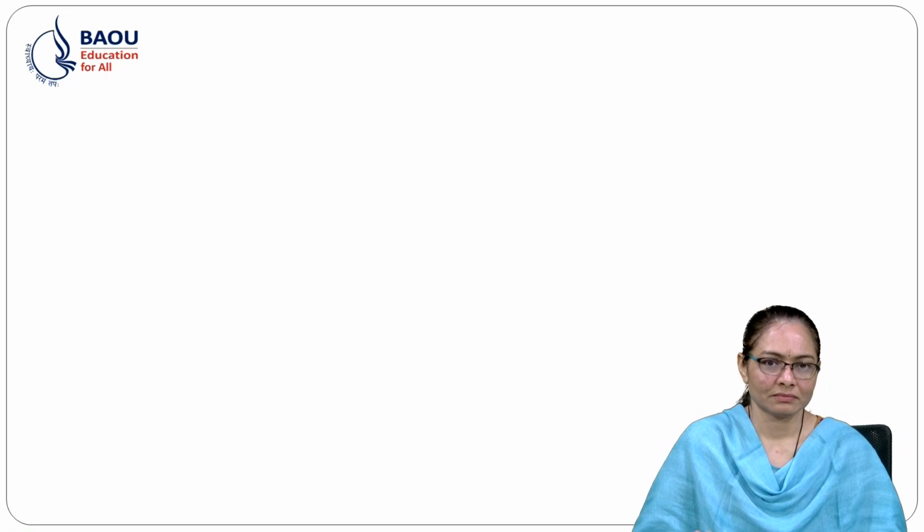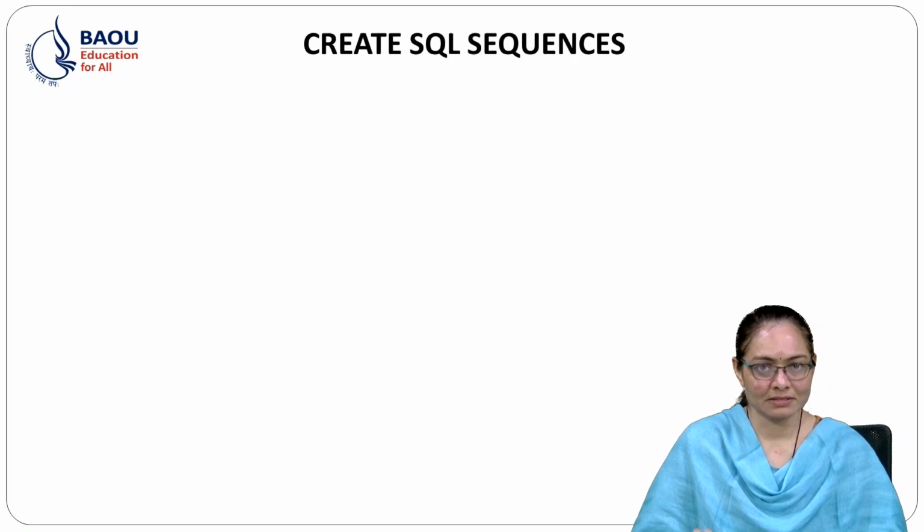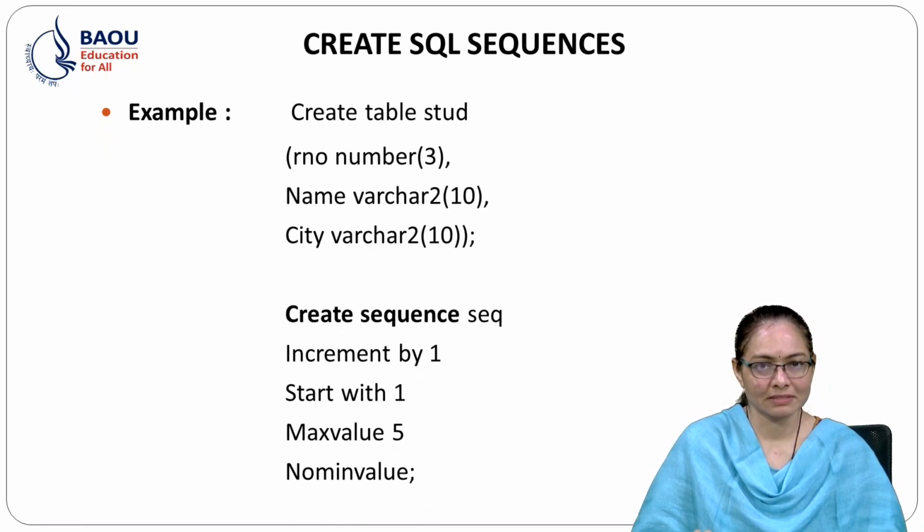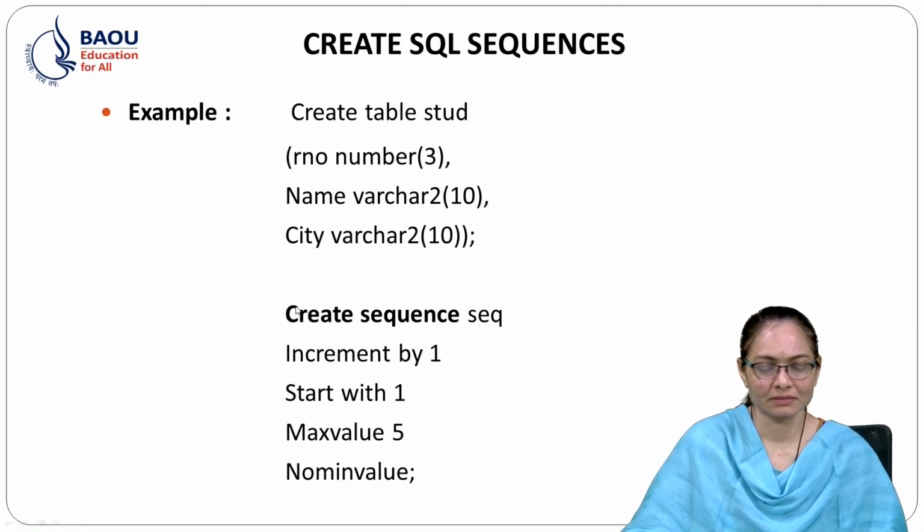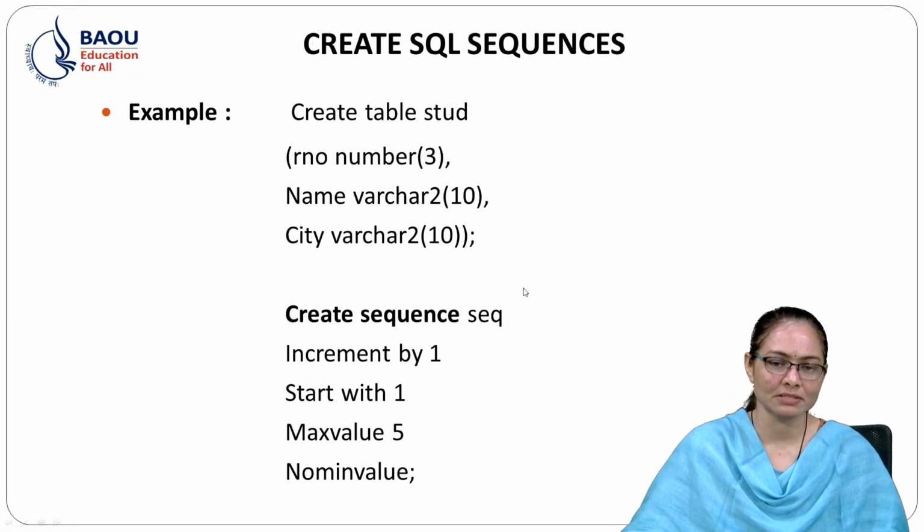Now, let's create the sequence using an example. See, here the student table is given: roll number, name and city. The roll number has a number data type. Here, the sequence is created. Create sequence SEQ, where SEQ is the sequence name.